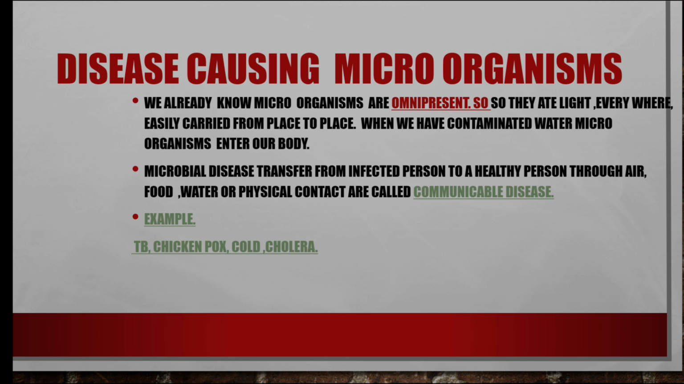The virus on that person's fingers sticks to the other person. If that person wipes their face with that finger or eats food with that finger, the virus simply enters their body. It's a process of direct contact, called communicable diseases. Okay? Microbial diseases travel through air, water, food and physical contact also. Examples of communicable diseases are TB, tuberculosis, chickenpox, the normal cold and cholera.